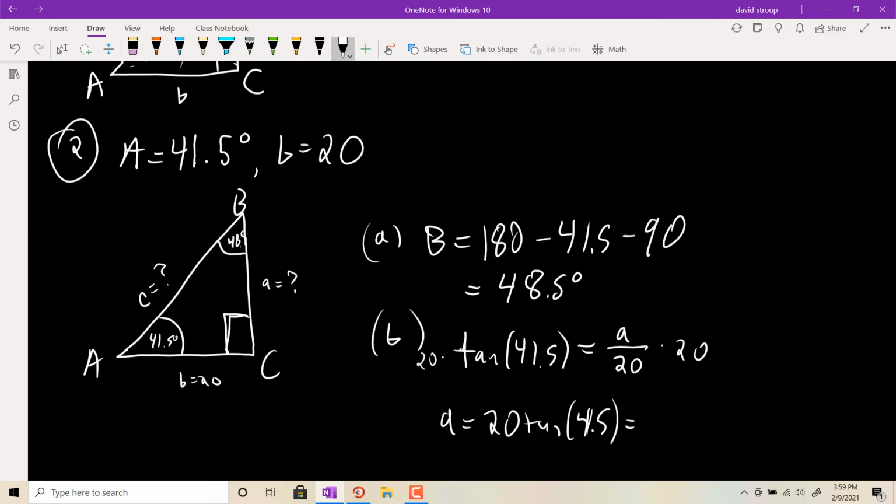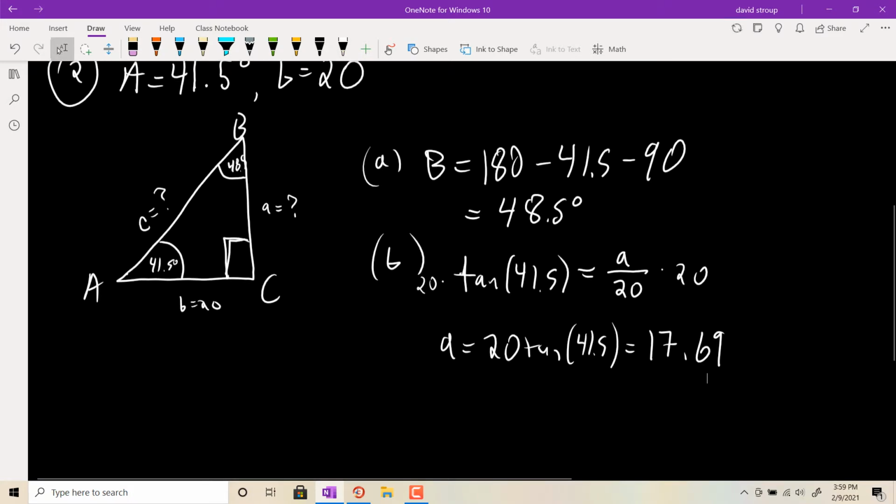And if you put that into your calculator, assuming you're in degree mode, let me make that look a little prettier for you. So 41.5. And assuming you're in degree mode, you should get 17.69 degrees. Or sorry, this is a length, so this will be 17.69 units, whatever the units are. I don't think they specify the units here, though.